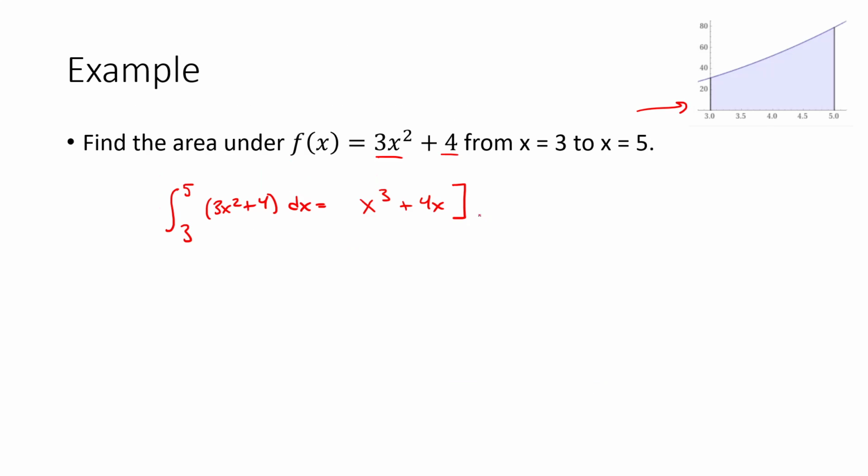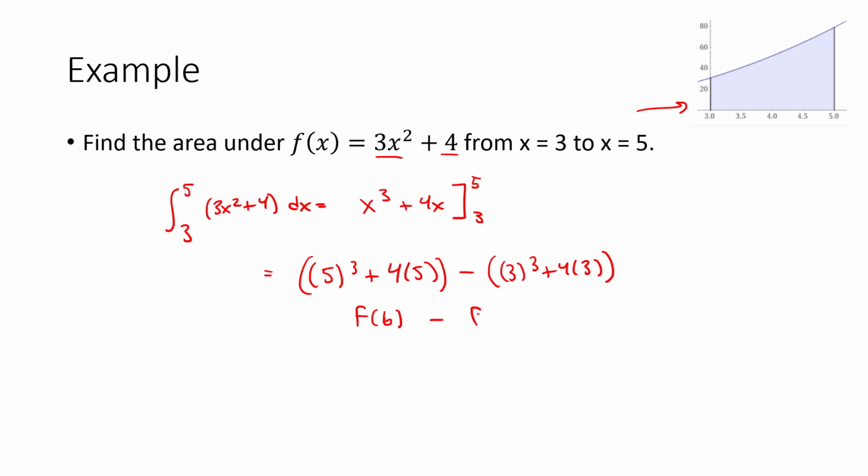And so the symbol we use is this. We put a little bracket at the end. And what that says is the following: plug in 5 into the formula you just got, the antiderivative. Plug in 3 and subtract. This is doing the f of b minus f of a part of the theorem. You found your antiderivative, now you plug in your bounds.